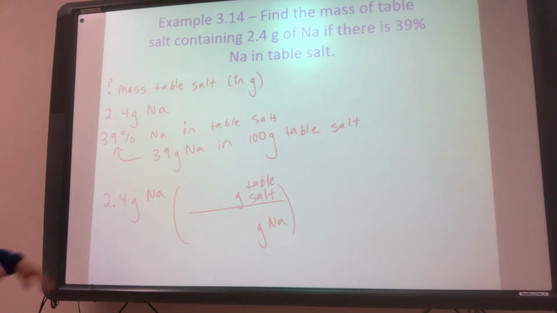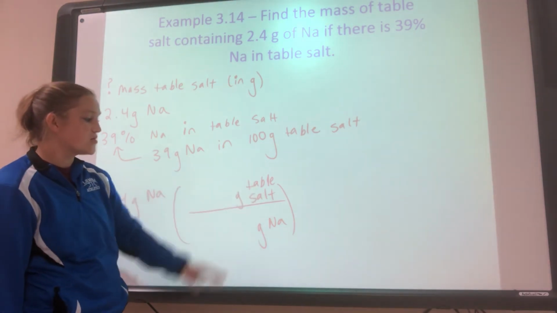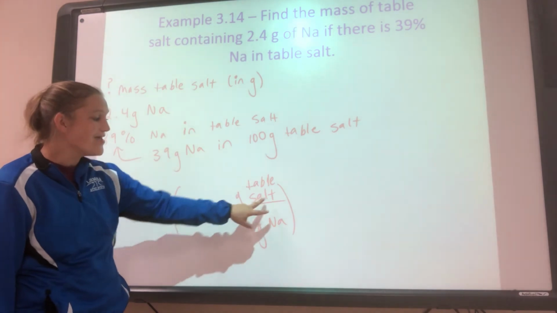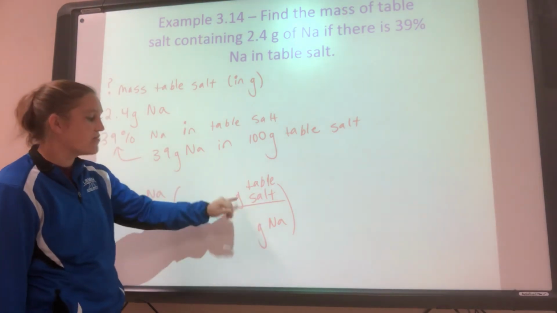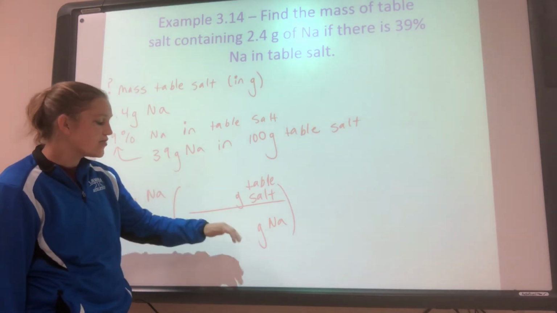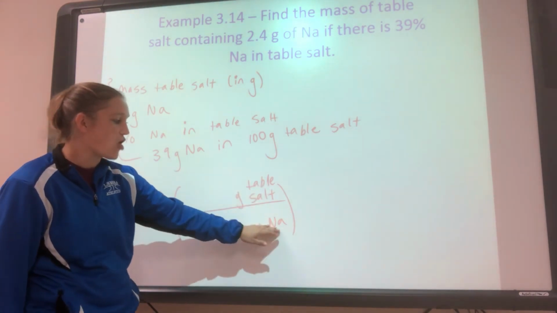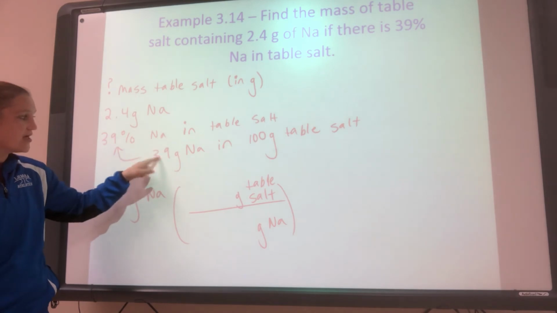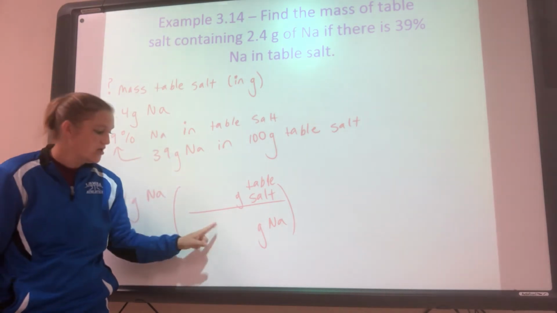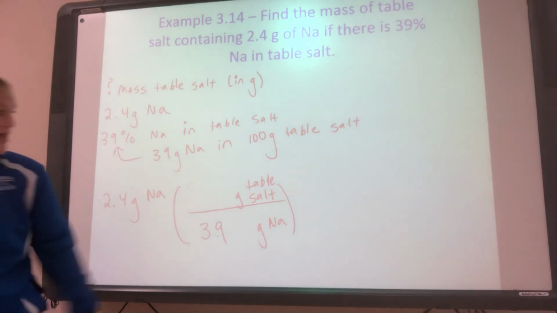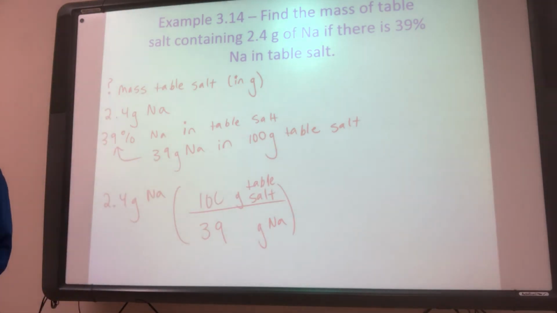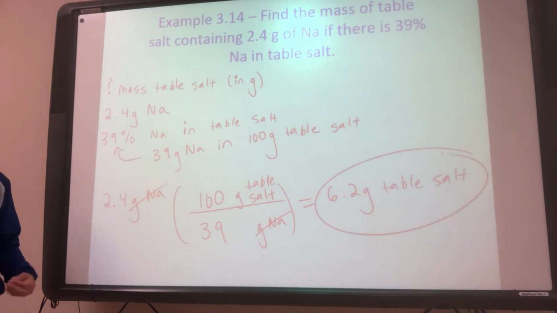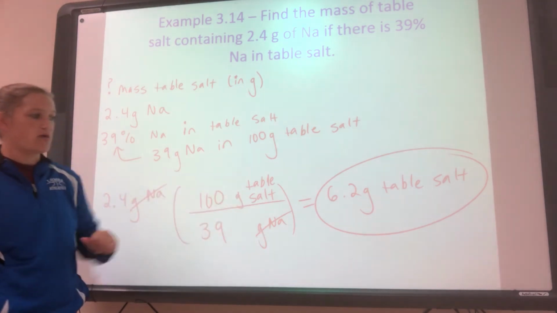So I'm trying to get rid of sodium, so it goes on the bottom, and I'm trying to go to table salt. Now it's really important to write your units and what they are for. Grams of what? Sodium. Grams of what? Table salt. Then I need to know what relates the element to the table salt, the part to the whole. The percent does. It's 39%, 39 grams of Na. So the 39 has to go with grams of Na, so 39 goes on the bottom. And I have 100 grams of table salt, so that goes on top. Grams of Na cancel. I do the math, and I get 6.2 grams of table salt. And that's it. I didn't have to know what table salt was. I just have to be able to set up this relationship.